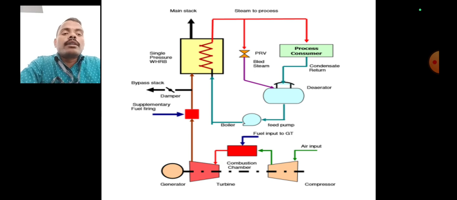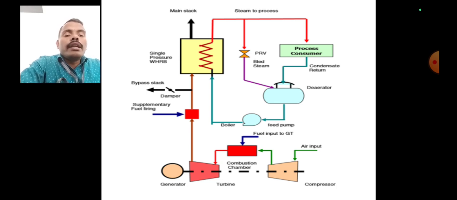This is a gas turbine based cogeneration system block diagram. Air is input to the compressor, where it is compressed and its pressure and temperature are raised. Then it is sent to the combustion chamber, where the fuel and air are mixed and start burning.